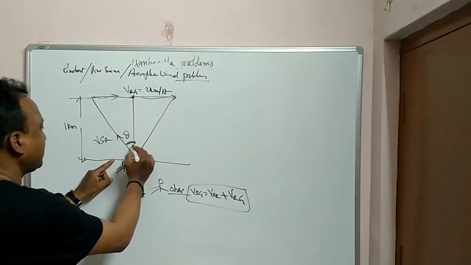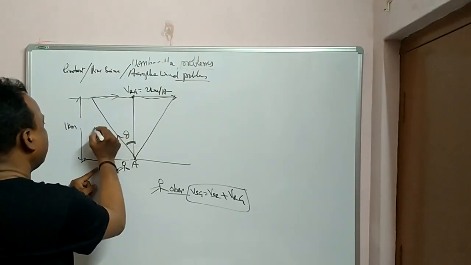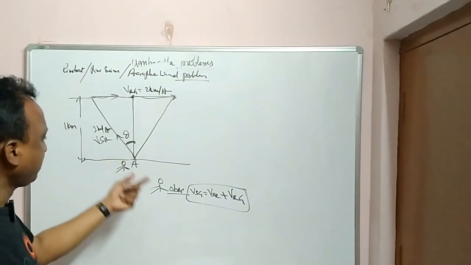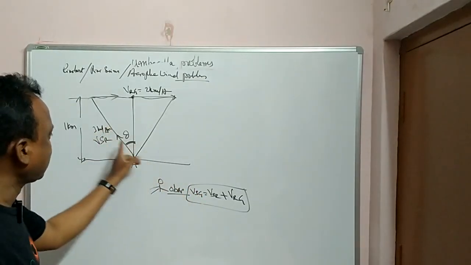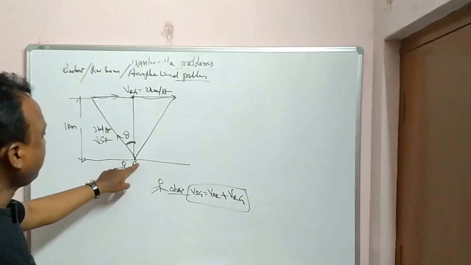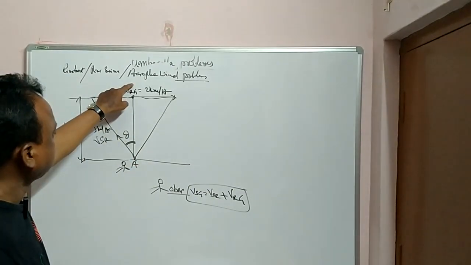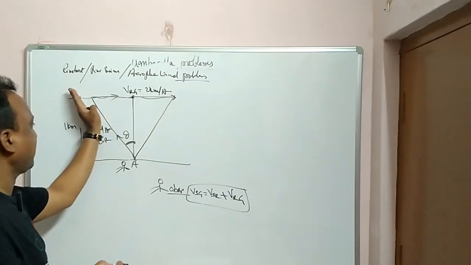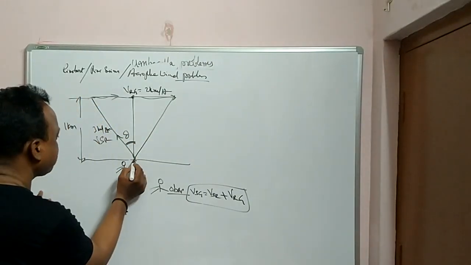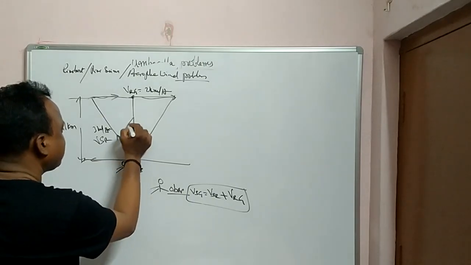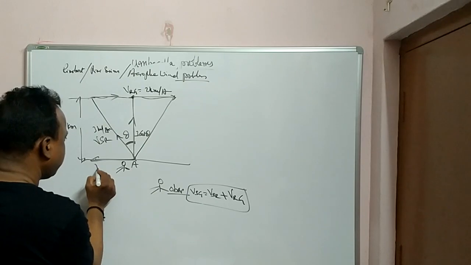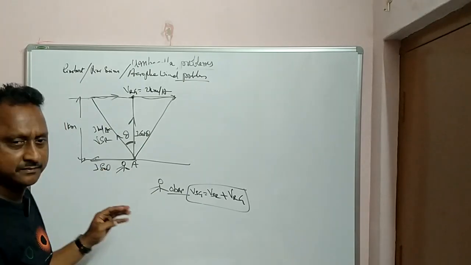Let the swimmer be going with 3 km per hour with respect to the river. Now if he wants to go here, because of the river he will reach here, so he has to go in this way. So what are the components for this one? One is 3 cos theta, another one is 3 sin theta.